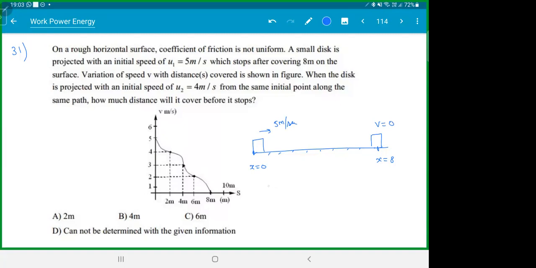Now from this one conclusion we can make: work done by the frictional force is the change in kinetic energy. That will be 0 minus half m 5 squared. Mass is not needed. So that will be minus this value. This much I know. Now I don't know what is the value there exactly, but this much we know. So this is the work done by friction when you go from 0 to 5.